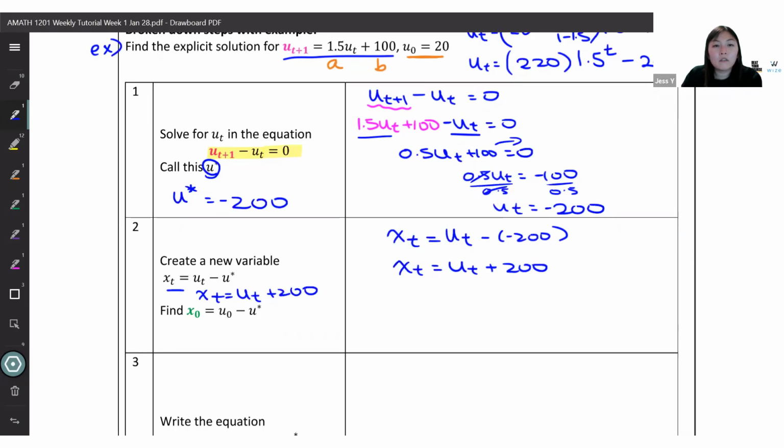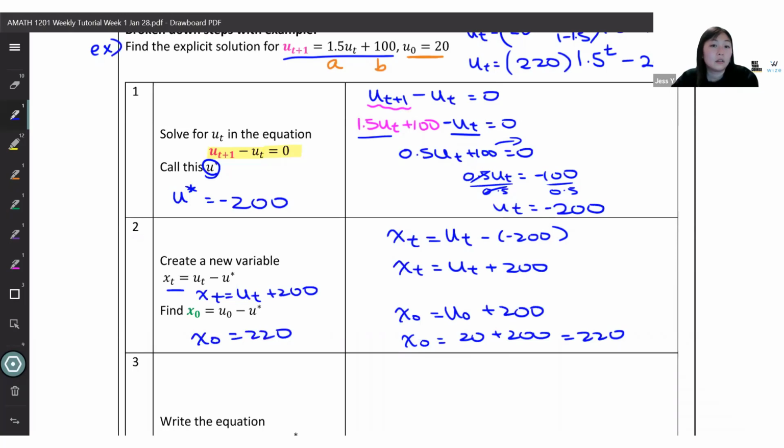I'm also going to solve for my x sub 0 because I'm going to need it later. So I'm replacing t with 0. Then I know that u sub 0 was 20. So 20 plus 200 is 220. Again, keep that on the side. We're going to need it later. So you can already tell this is a really tedious process. So I'm just going to show you this once.